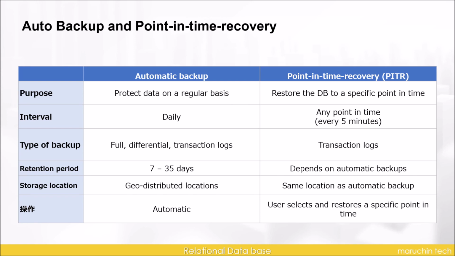This table summarizes the automatic backup and point-in-time recovery. The automatic backups are intended to protect the data and are performed on a regular basis. The timing and the type of backup can be specified by the user. The backup files are retained up to 35 days and stored in Azure geographically distributed data centers. Point-in-time recovery is used to restore the database to a specific point in time. For example, it can be used to undo a mistaken operation, such as accidental deletion.